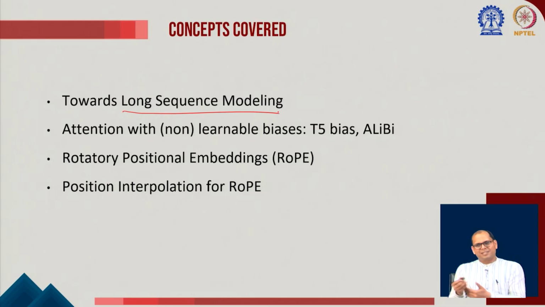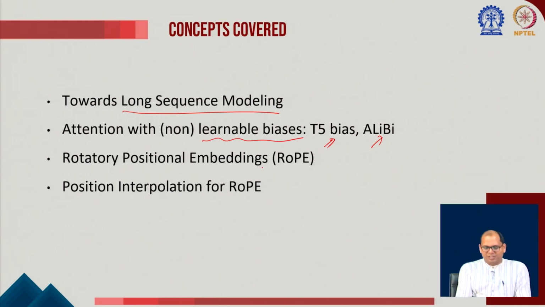That will be the focus for the next lecture, but we will talk about that from the perspective of positional embeddings. So we will see certain variations of positional embeddings, specifically how you learn, how you put attention with learnable and non-learnable biases. So we will talk about T5 bias and ALiBi, which has been one of the very popular positional embedding methods. Then we will talk about the rotary position embeddings, the RoPE method, and we will come back to positional interpolation for RoPE for modeling long sequences. So that will be the content for this lecture.